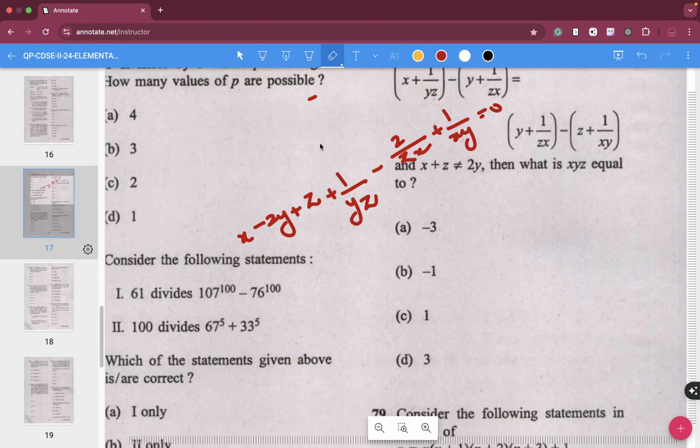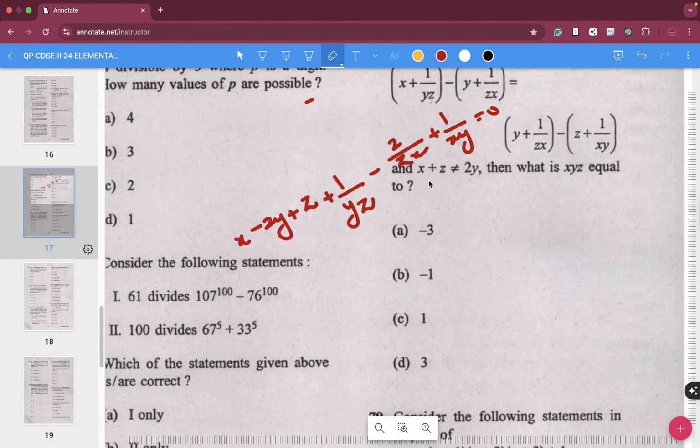This is what we have, and they have given over here x plus y is not equal to 2y, folks, right. What is x, y, z equal to? If x, y, z were equal to this particular value, we could have said x is equal to 1, y is equal to 1, and z is equal to 1, isn't it? But will it flout this rule? It will flout this particular rule, folks, right.